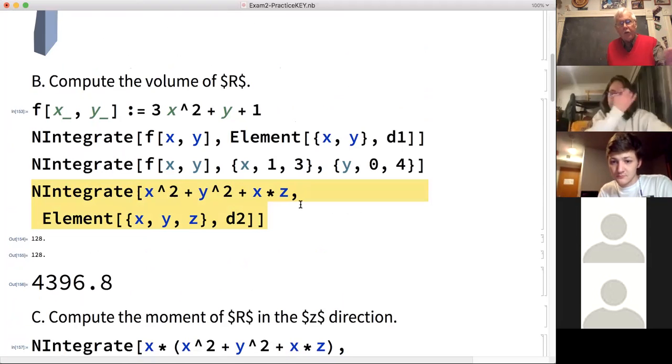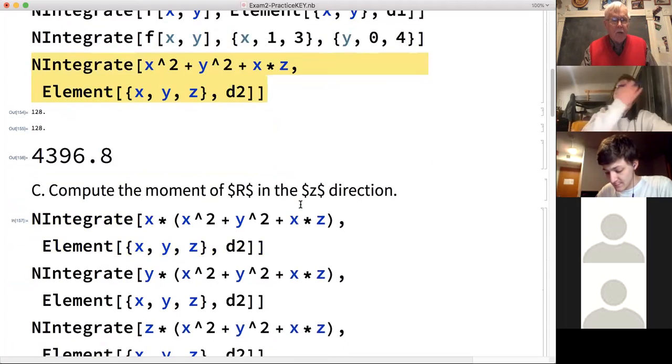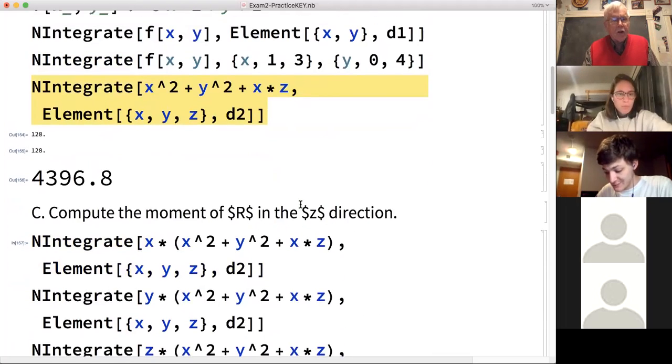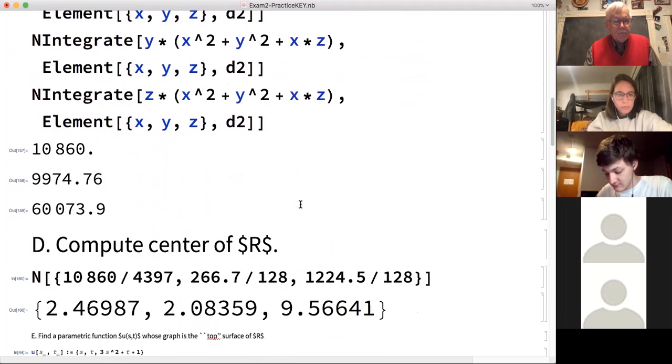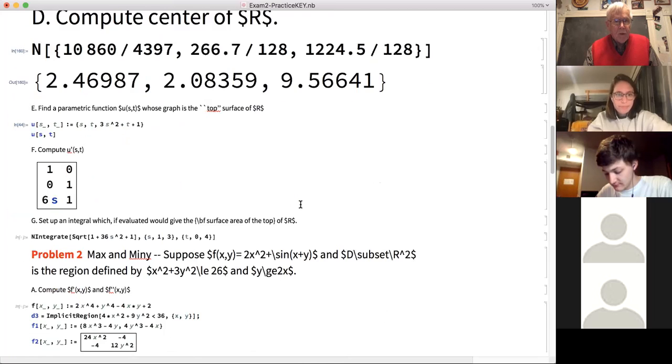And we could have done it these other ways as well. This middle way, where we're integrating the function of x and y, doesn't work very well. That integral is not exactly what we want. And the same thing for the moment in the z direction. In fact, moment in the z direction is hard to do that way. It's a little trickier. Shall we move on?